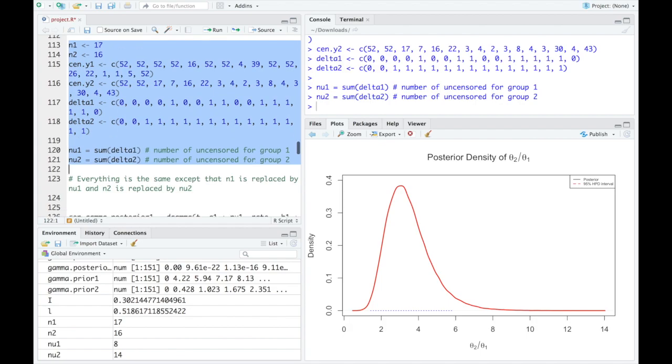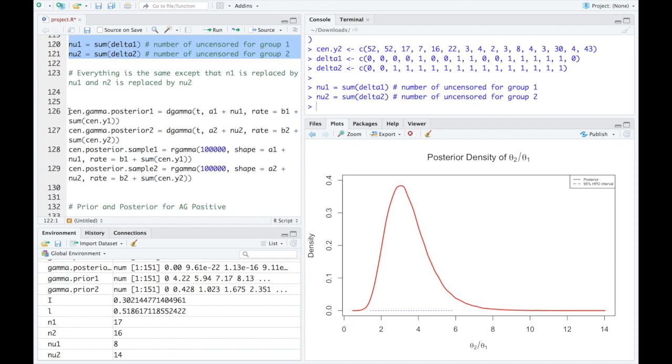And if you are observant here, you'll note that everything else remains the same except you replace the N1s with the new NU1, and the old y1 is now replaced by the censored y1 and y2. So knowing that, I'm not going to go over all of the R code again, but I am going to show you guys the plots and the values of interest so that we can see how they compare to the previous example. Let me run this.